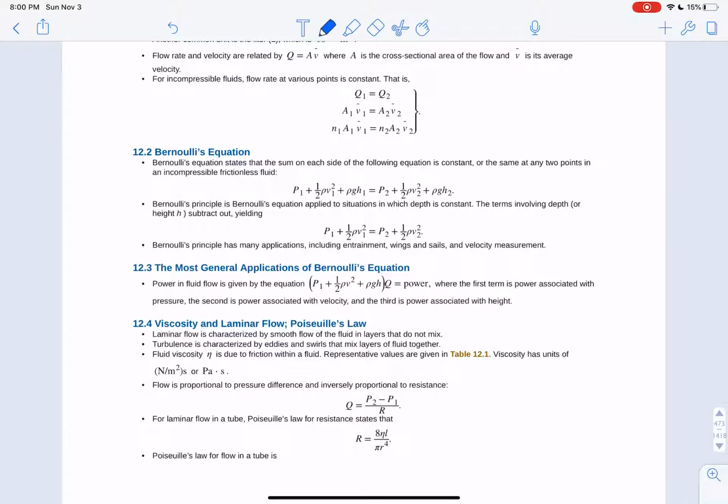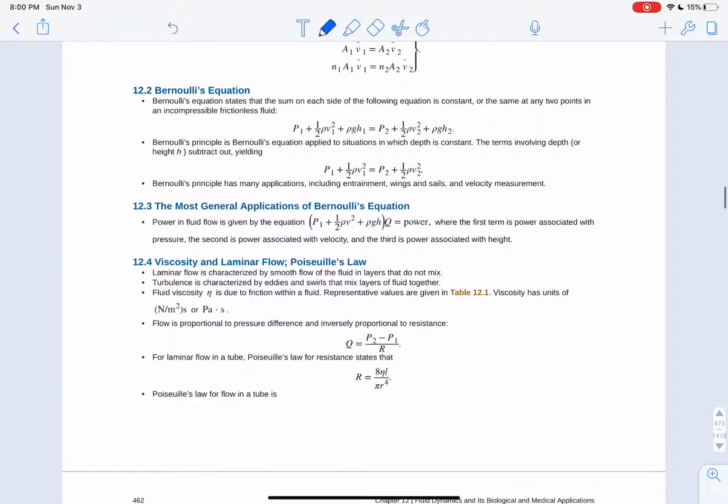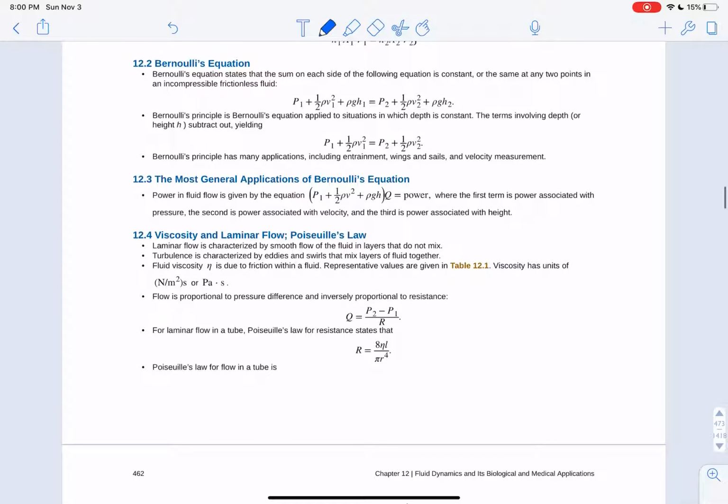Bernoulli's equation is the conservation of energy formula of fluids, and it tells you the pressure at some point in a pipe plus the kinetic energy term plus the potential energy term, and those three terms added together are constant. So that means at any other point in the pipe, it's equal to each other. Okay, so P1 plus 1/2 rho V1 squared equals P2 plus 1/2 rho V2 squared, and so on. So those are the most general applications of Bernoulli's equation.